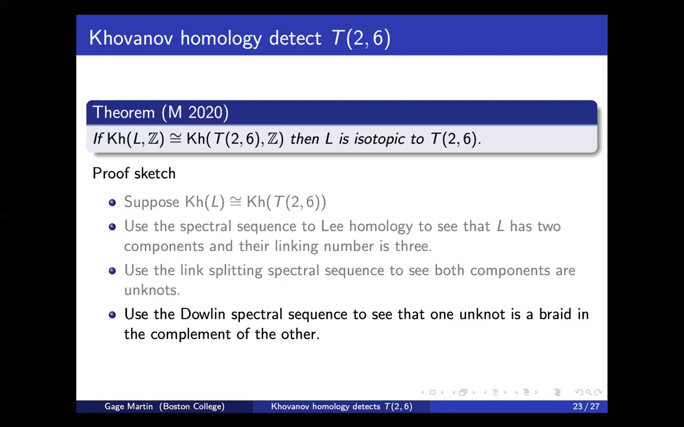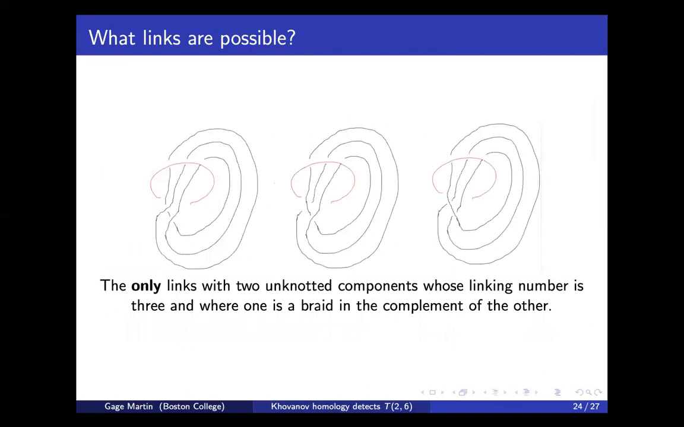So now that you've done this though, these are the only 3 links who have two unknotted components and their linking number is 3, and one of the components is a braid in the complement of the other, because these are the only 3 braids up to conjugation whose closures are unknots. And so finally from here, all you have to do is check in this list that the Khovanov homology of the other links is different from the Khovanov homology of T(2,6).